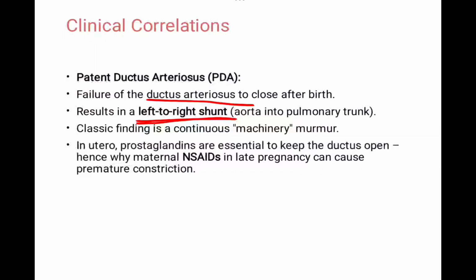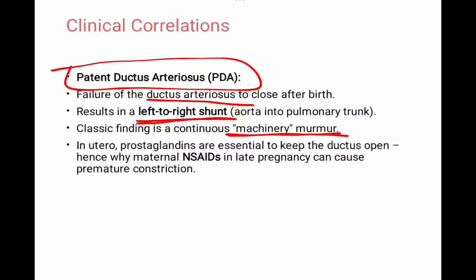So the classic finding is a continuous machinery murmur. In case you are given a clinical, applied question, and you hear machinery murmur, the moment you hear machinery murmur, what should come to your mind first is the patent ductus arteriosus.